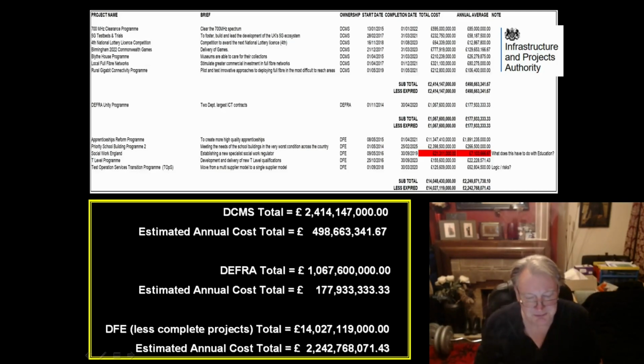So anyway, you can see the totals that I've managed to come up with on an annual basis. Digital, Culture, Media and Sport, 498 billion. DEFRA, 177 million, obviously a long-term project. Department for Education, 2.2 billion. So all of these are going towards what will end up being the annual cost of taxpayers' money spent to fund these projects, not all of which are successful. Keep that in mind.